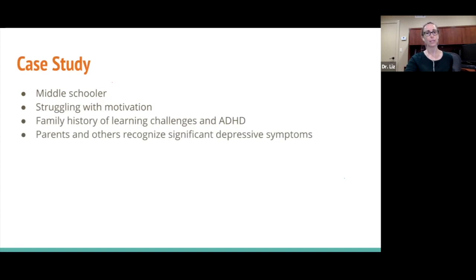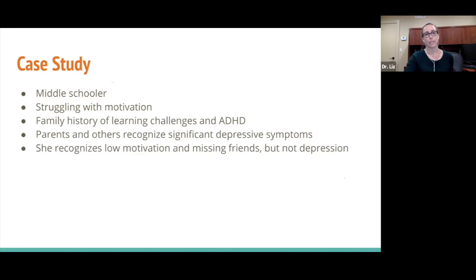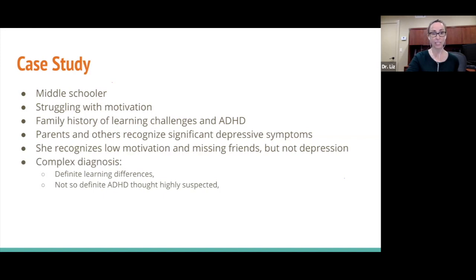Parents and others recognize significant depressive symptoms, including me, but the child recognizes low motivation and missing friends, but not depression. In fact, when I introduced the word depression during our sessions, she said no, and in filling out the BASC, didn't endorse anything related. And the diagnosis was pretty complex. There's definitely learning differences, not so definite ADHD, though highly suspected. Typo. And definite depression, though she didn't see it that way. So how do we talk to her?